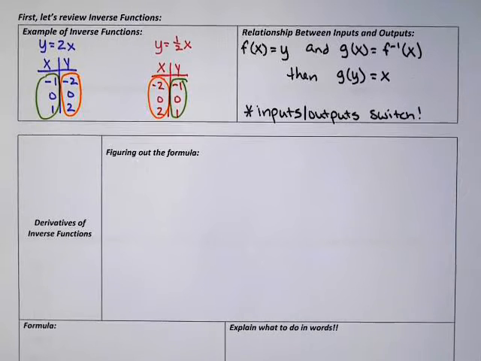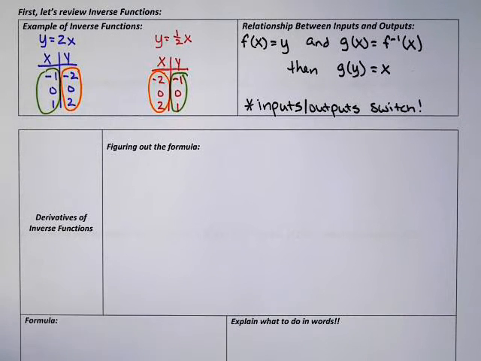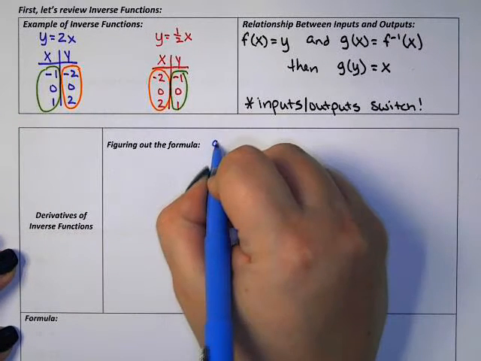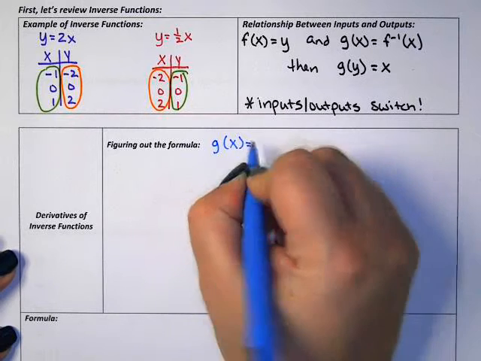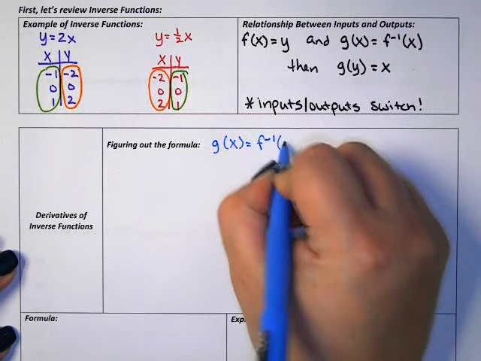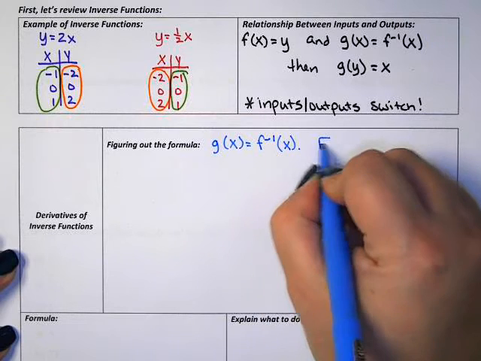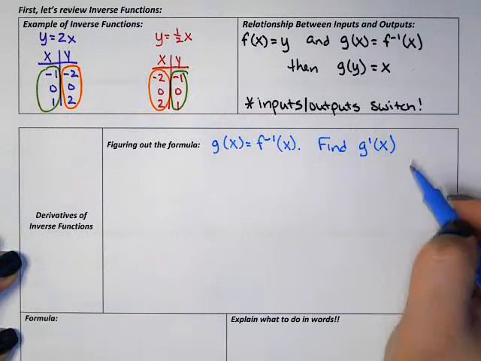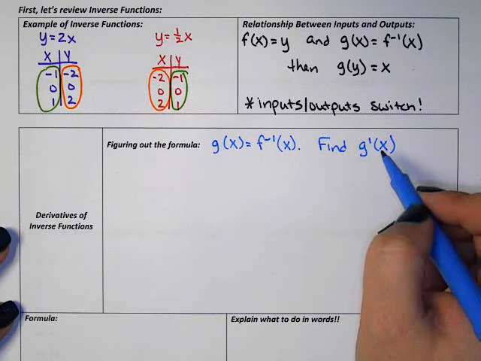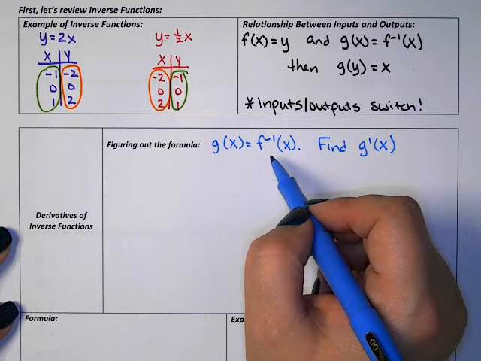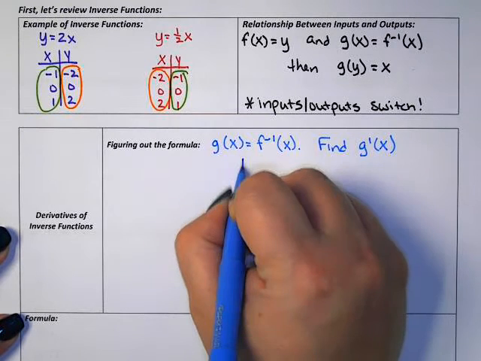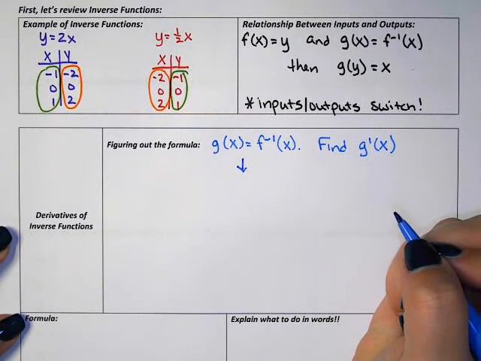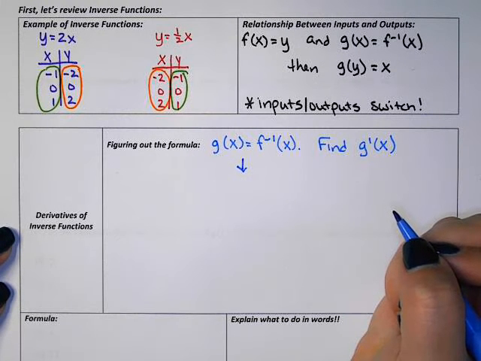So let's figure out how to actually take the derivative of an inverse function. In pretty much all of these examples, we're going to be given something like g of x equals f inverse of x, and we want to find g prime of x. So in other words, we want to find the derivative of an inverse function. The first thing that we're going to do is rewrite this so that it doesn't have an inverse function anymore.